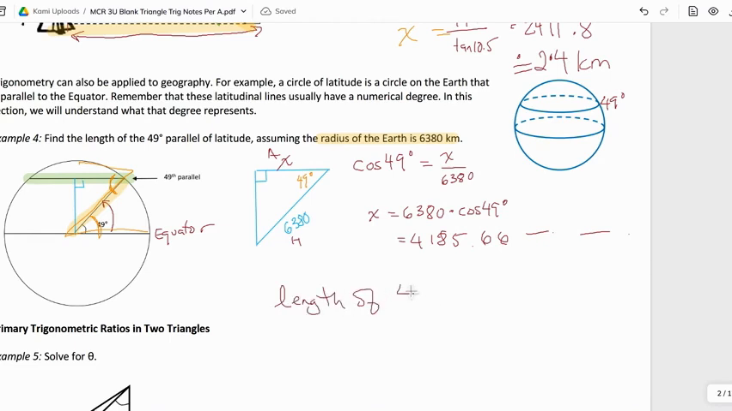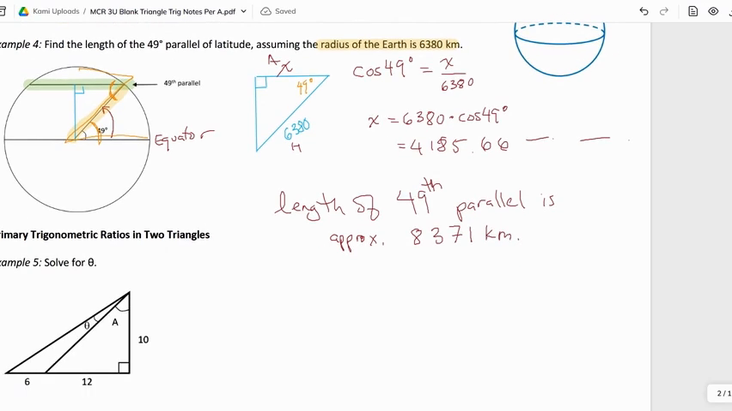of 49th parallel is, can I just write the answer or do I have to say approximately? I do. It's so annoying, but I do. Is approximately 8,371 kilometers. It didn't tell us how to round, so I just matched it to the information given. Right? I wasn't given any decimals.